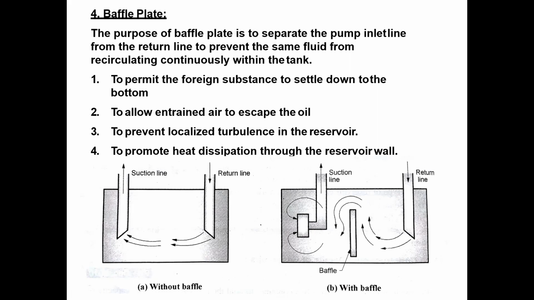Then, to permit the foreign substance to settle down to the bottom. Here what happens, due to the presence of this baffle plate, the speed of the oil which is coming through the return line is reduced. Because of this reduction in speed, the oil becomes stable here, and the heavy foreign particles contained in that oil may settle down at the bottom. The next is to allow entrained air to escape from the oil. We already discussed this topic.